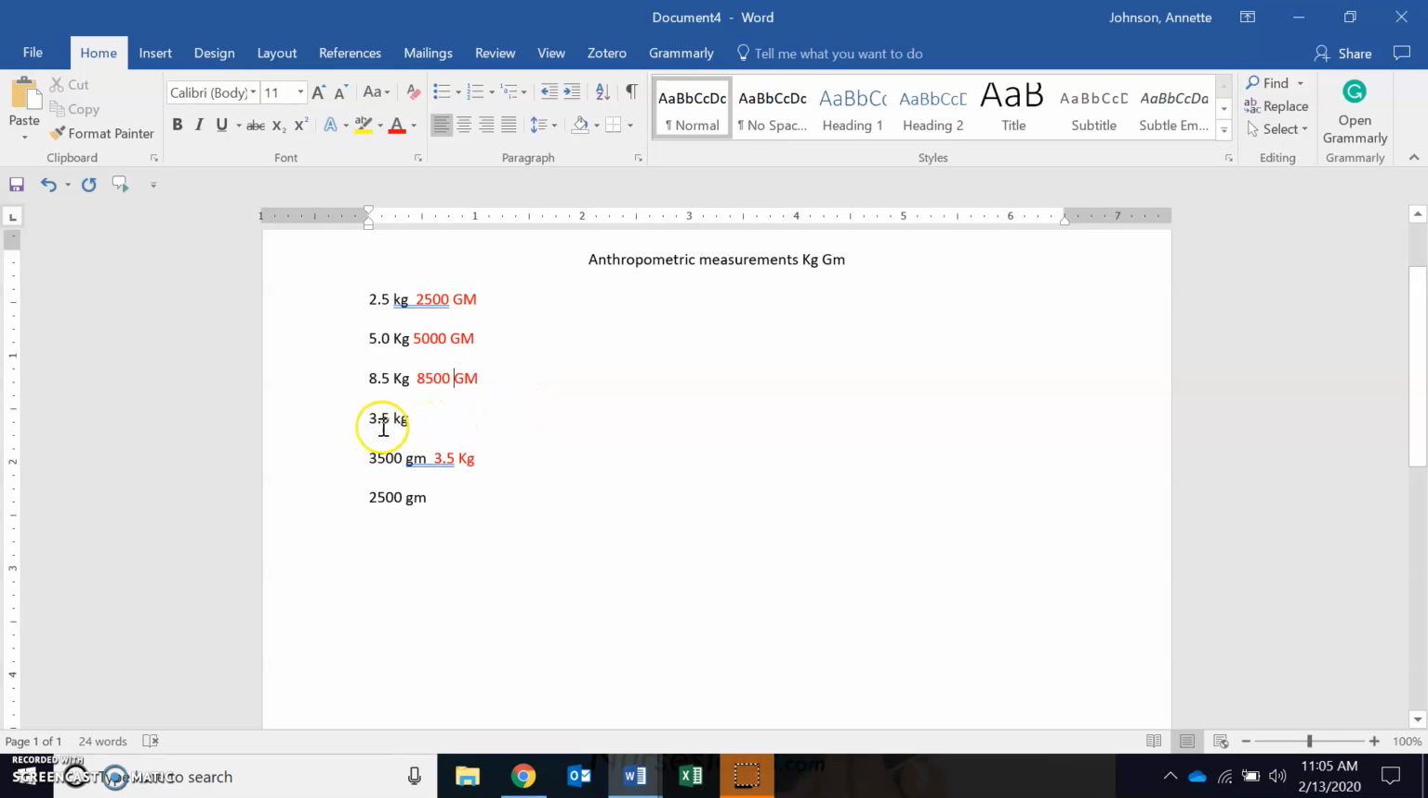Okay, 3 places over, 3.5 kilograms gives us 3,500 grams. There we go. 3,500 grams. So to go the other way, I'm going to move that decimal place 3 places over towards the left. So taking 3,500 grams, I go 1, 2, 3, and that gives me 3.5 kilograms.